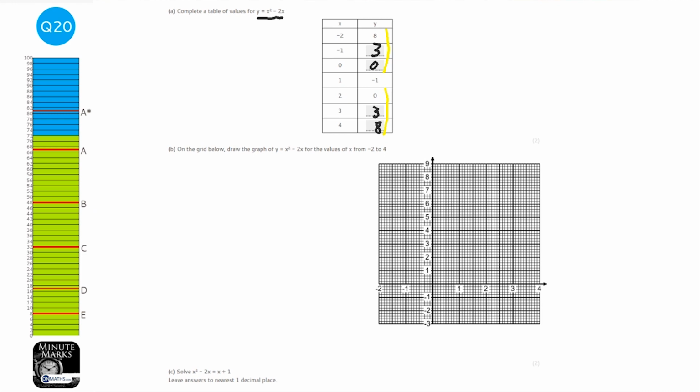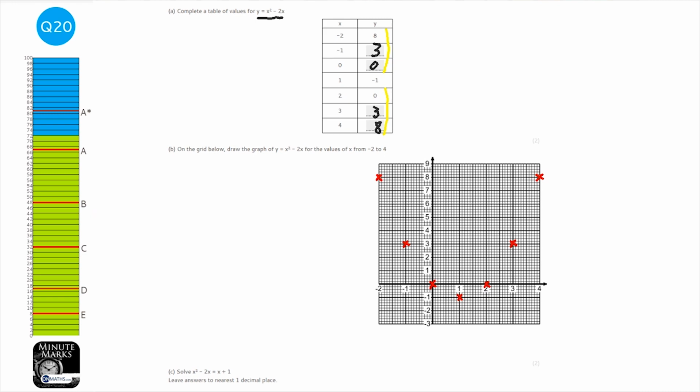Okay, next thing we're going to do is plot this on the graph. So minus 2, 8. That's going to go here. Minus 1, 3. 0, 0. 1, minus 1. 2, 0. 3, 3. 4, 8. If it's a quadratic, it should be nice and symmetrical, which mine is. If you've got one that looks out of place, then just double check that you've done the calculations right.